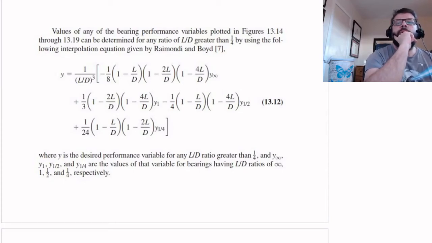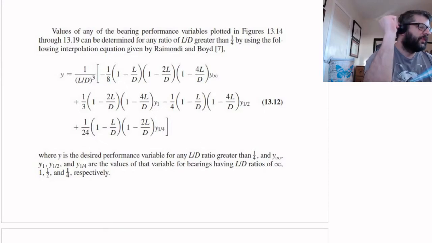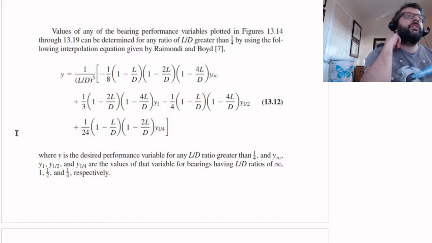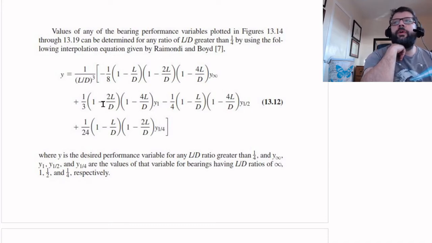Okay, so previously we had talked about figuring out where our variables are based upon our non-dimensional numbers, our Sommerfeld numbers, our bearing characteristic numbers. So those lines are given for particular length diameter ratios: 1/4, half, 1, and infinity, which basically anything over 1.5 is close enough to infinity.